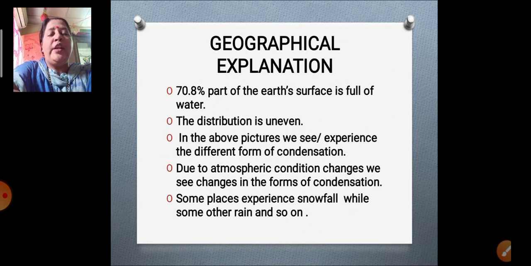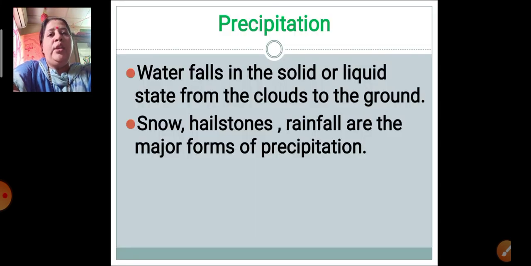Due to atmospheric condition changes, as the atmospheric conditions are changing, in the same way condensation also changes according to that. Some places experience snowfall while some places experience rainfall. So snowfall and rainfall are all forms of precipitation only. Let's study the first one, that is snowfall. Okay, before that, let's see what precipitation is.